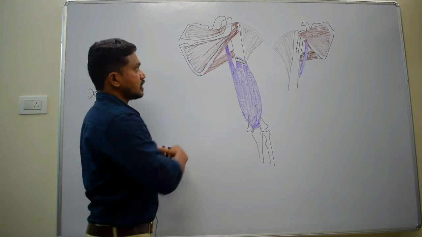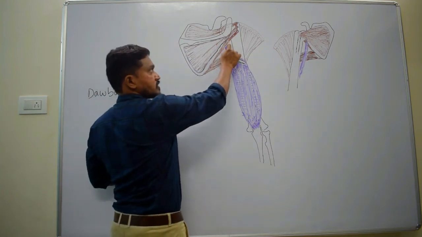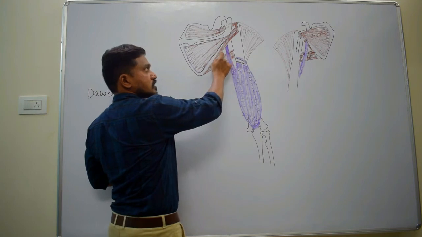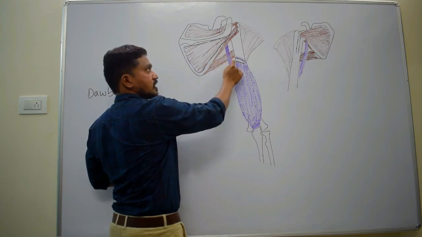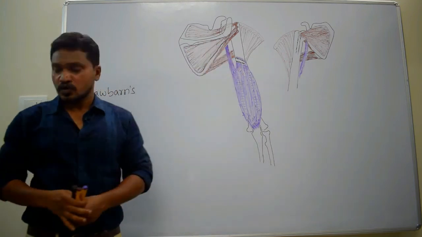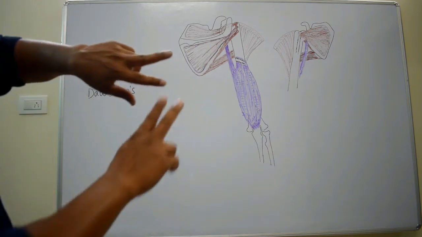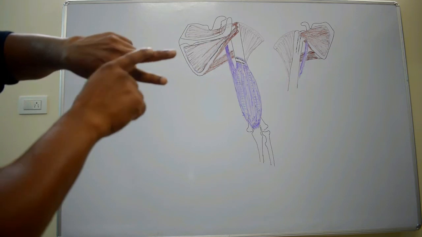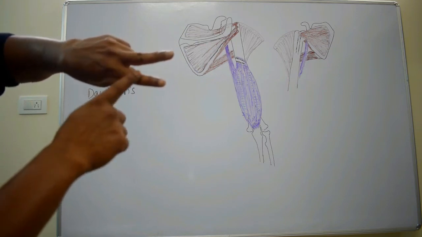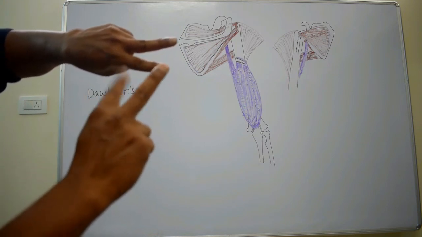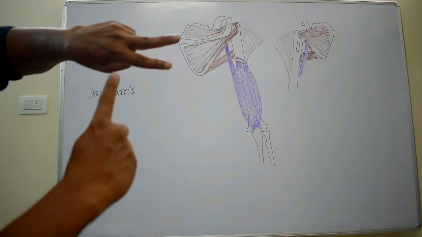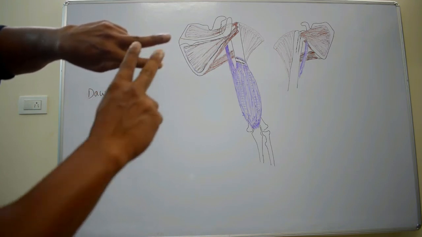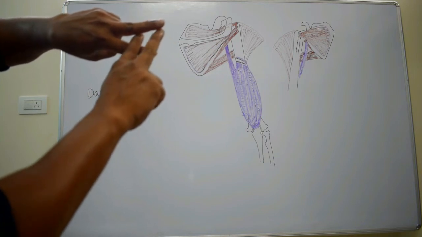See here, you can see one space here. This is quadrangular space. This is one space. This space is upper triangular space and this is lower triangular space. To remember that, you keep two fingers like this. Imagine this finger is teres minor, this finger is teres major, this one is long head of triceps and this finger is humerus. So you keep these fingers like this.